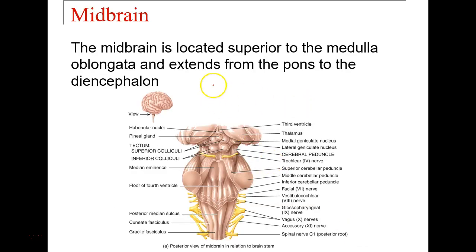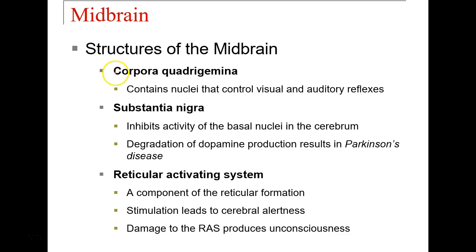Then the midbrain, moving closer to the center of the brain. This is going to be connecting the brainstem to the diencephalon, where we will help relay information to and from the brainstem as well as the brain. We have the corpora quadrigemina. This is going to contain nuclei that control visual and auditory reflexes. So we will have automatic reflexes to a sound. If we hear something, most of the time we will automatically turn to see where it is coming from.